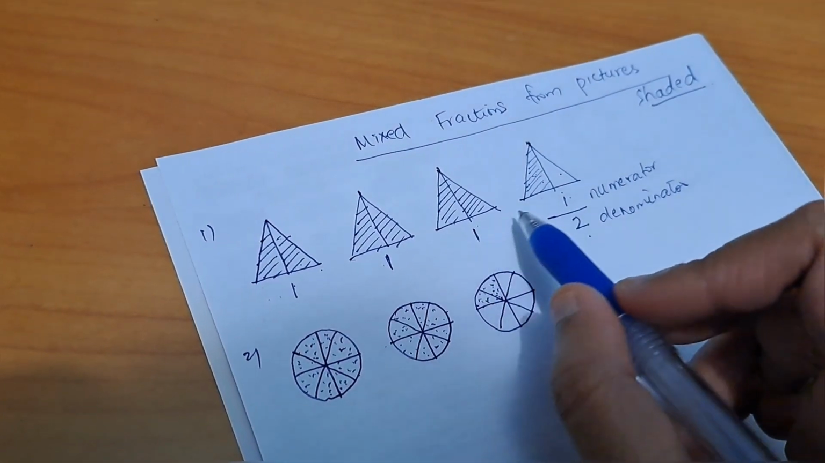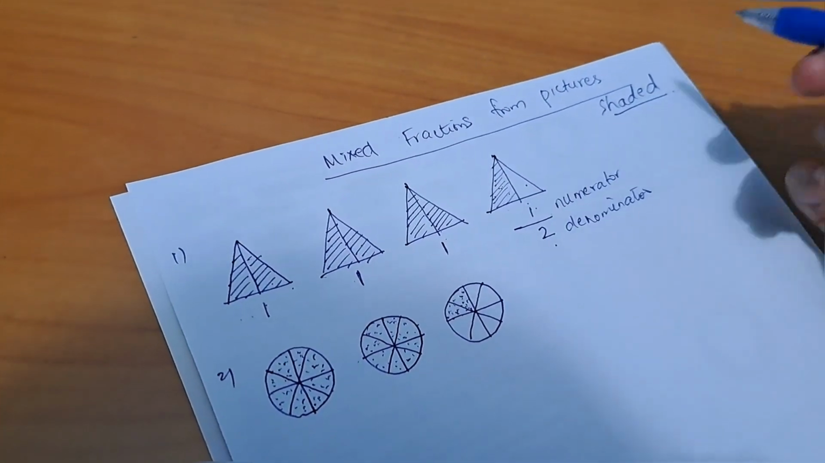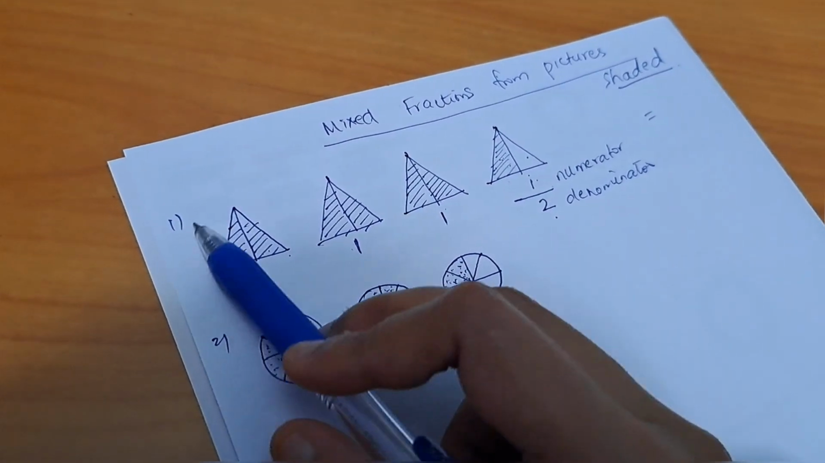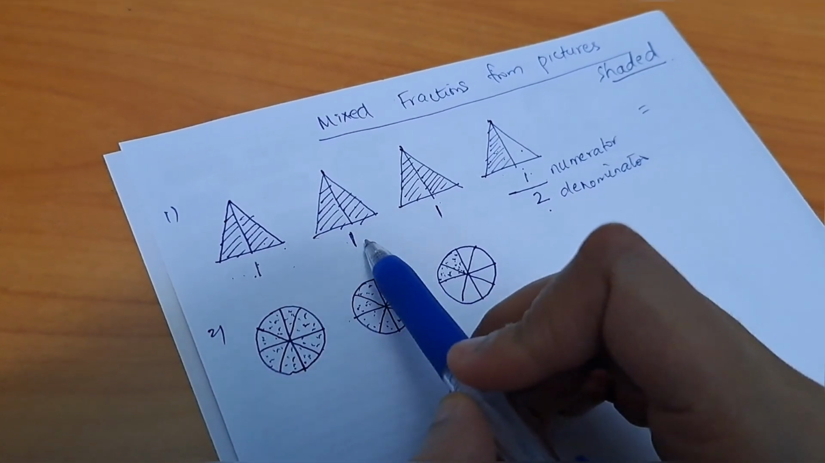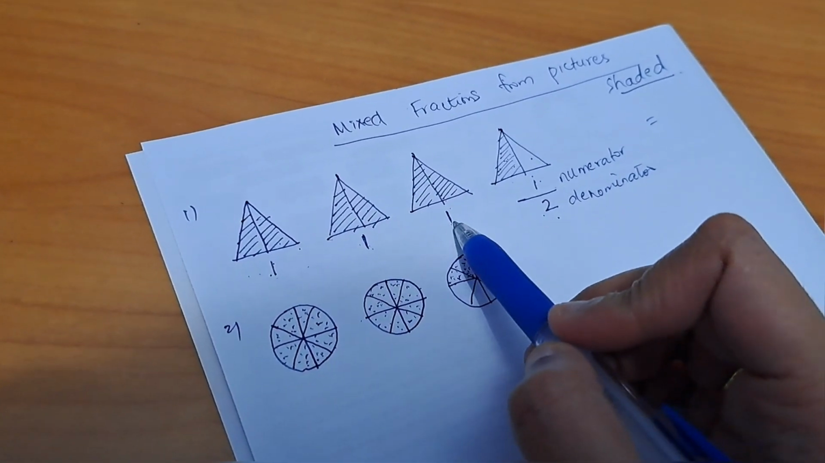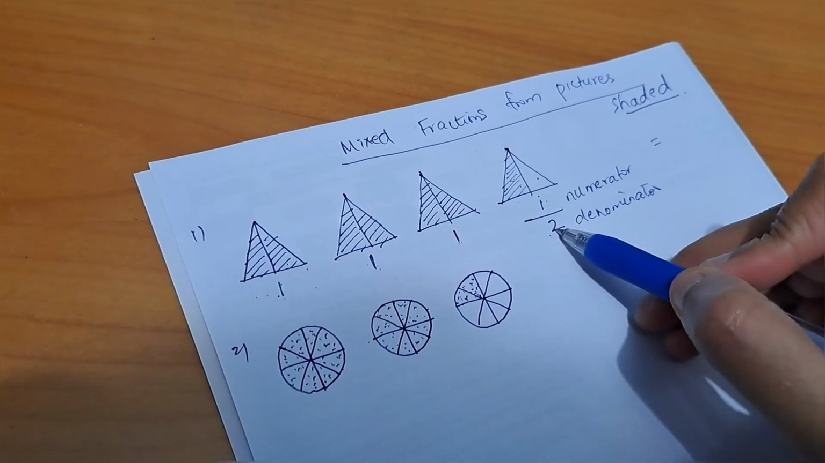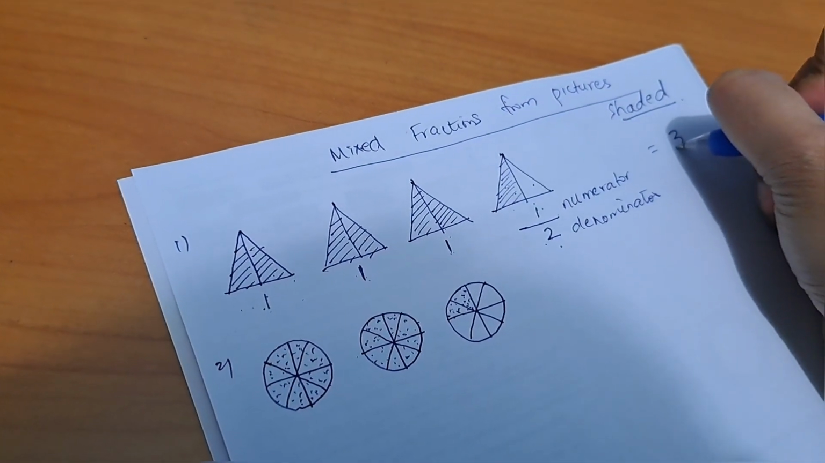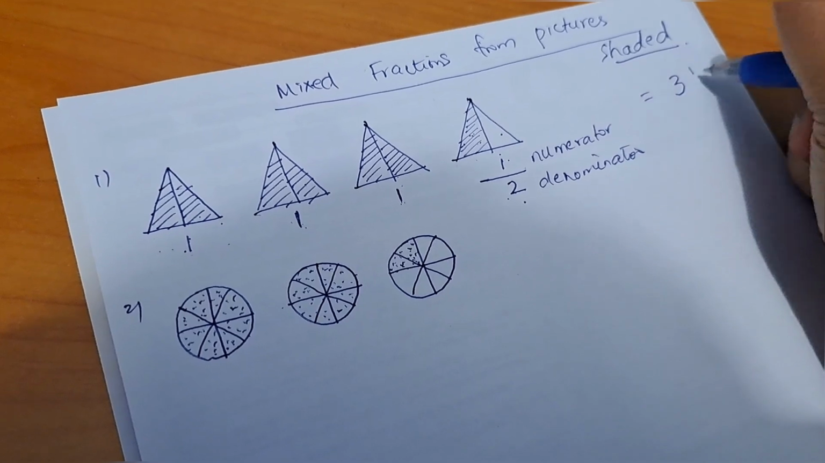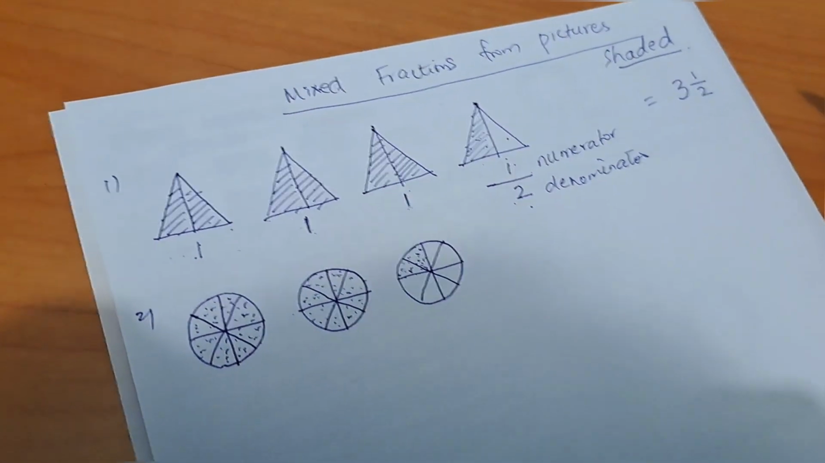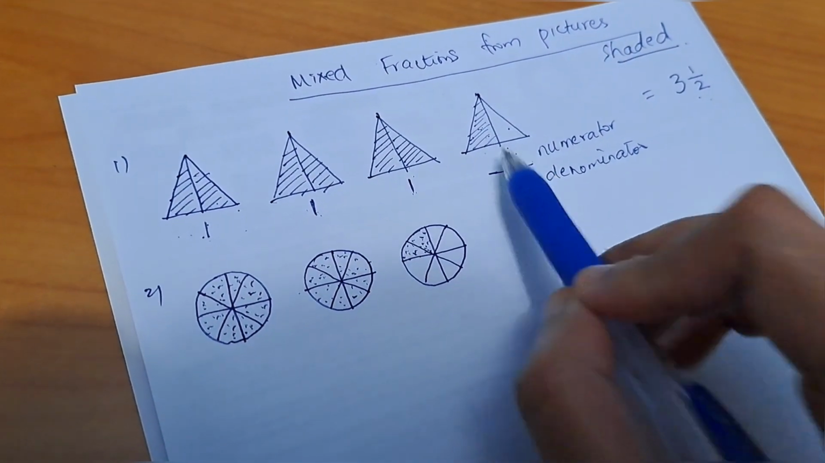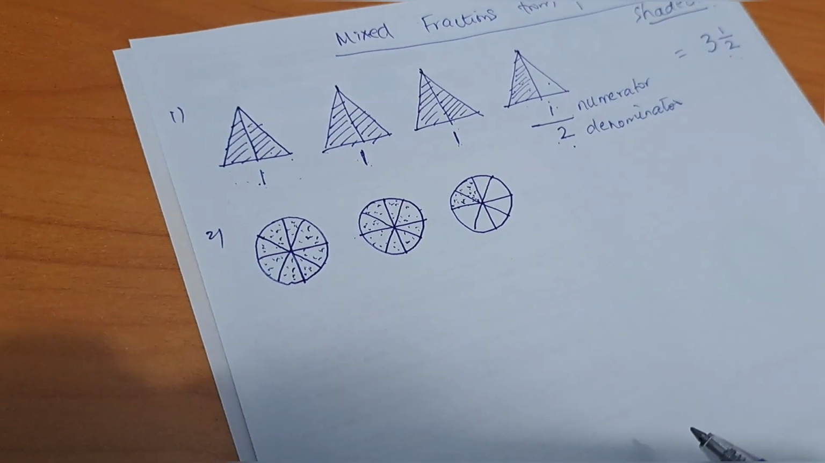Now, how to solve the full question? What is the shaded portion? Earlier we had written this as 1 because the whole triangle is shaded. So, 1 plus 1 plus 1 plus 1 by 2. 1 plus 1 plus 1 is 3. So, 3 plus 1 by 2. You can write the whole number a bit bigger and then write the fraction a bit smaller next to it. 3 1 by 2. So, this is the mixed fraction for this question. Let's move on to the next question.